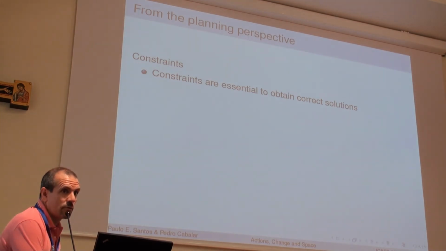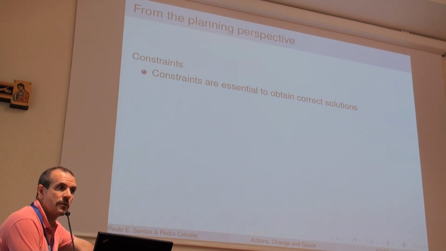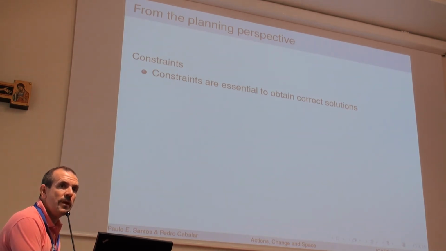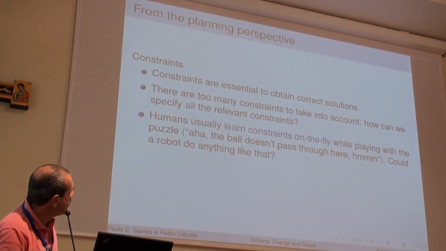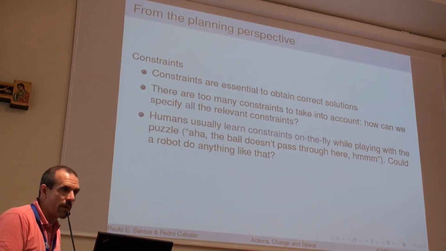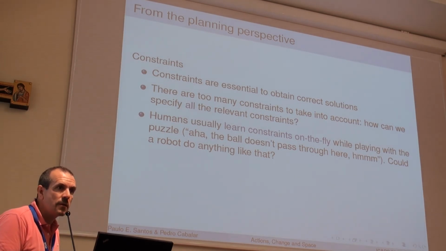And constraints. Constraints are essential, as I said before. I described all the constraints, but where do I get these constraints? In fact, when you play with the puzzle, you learn the constraints while you are playing. You try something and then you say, oh come on, the ball doesn't pass through here, I have to replan, right? So imagine that you try to do something like this with a robot. Should the robot know all the constraints from the very beginning? I don't think so.